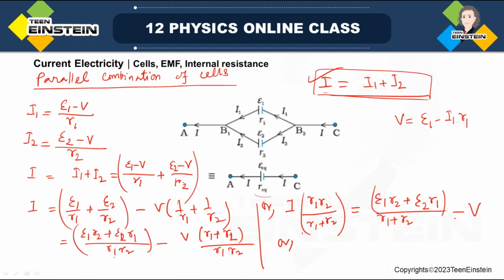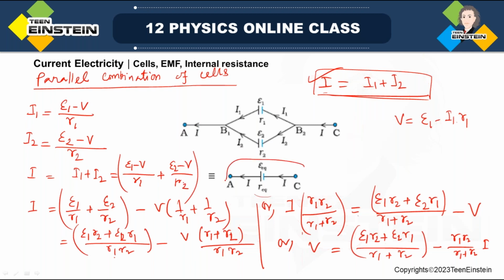So I want to get V, right? So I'll just go with this. V is equal to E1 R2 plus E2 R1 divided by R1 plus R2 minus R1 R2 divided by R1 plus R2 into I. All right. So in this, look, I was just writing for this equivalent circuit, isn't it?